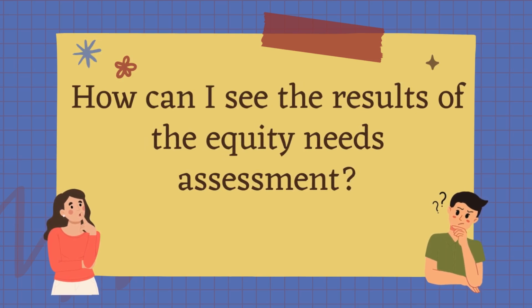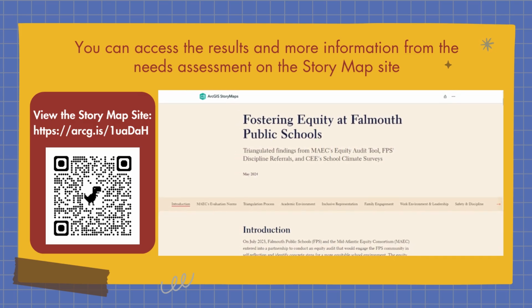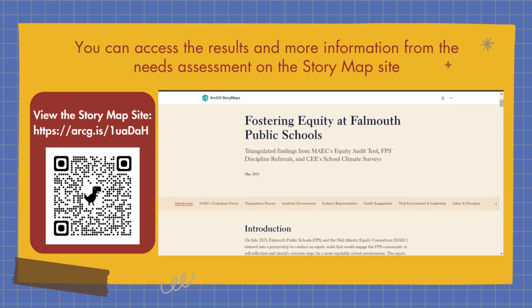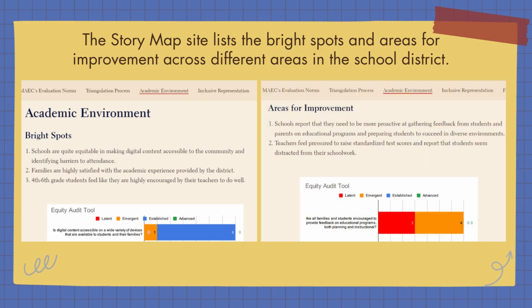Now we'll go over how you can access the results of the Equity Needs Assessment. You can access the results on the Story Map site created by MAEC's Center for Education Equity. The Story Map provides information about how the Equity Needs Assessment was done and includes data from the Equity Audit Tool done by consensus teams, the climate surveys completed by staff, families, and students, and an analysis of district discipline data. The Story Map site lists the bright spots, which are areas of strength, as well as areas for improvement related to equity for the school district across 5 different domains or themes.